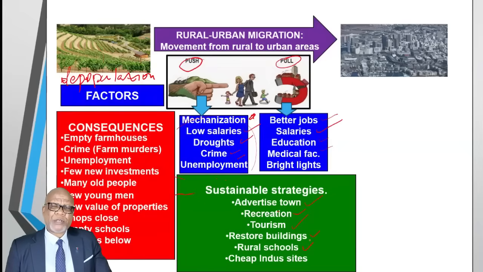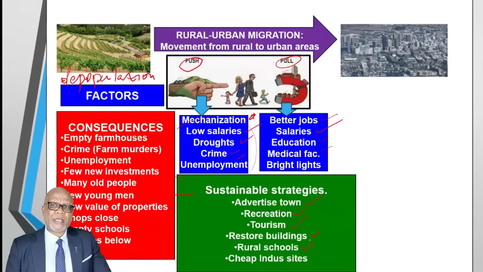And rural schools can be improved, adding an interesting curriculum in rural areas and adding IT technology, so that people can see the need to stay in rural areas, because the type of education that they will get in urban areas will be the same as the type of education that they get in rural areas. And then cheap industrial sites.